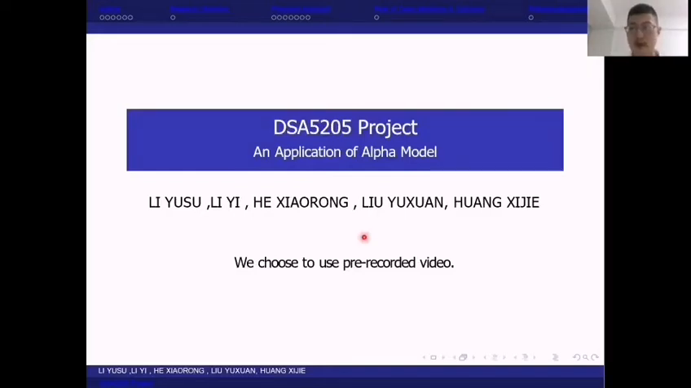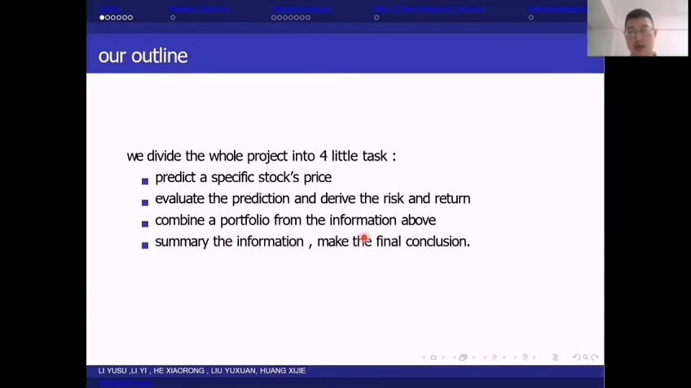Hello, everybody. Next, I will show our group's project. First, I will show the outlines, and then my partners will show you more detailed information.